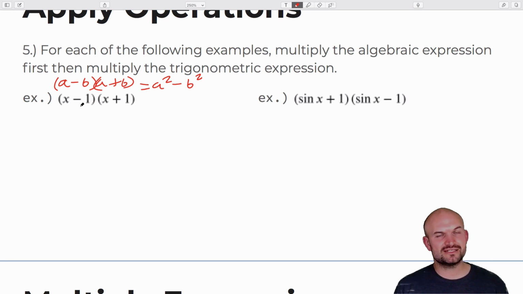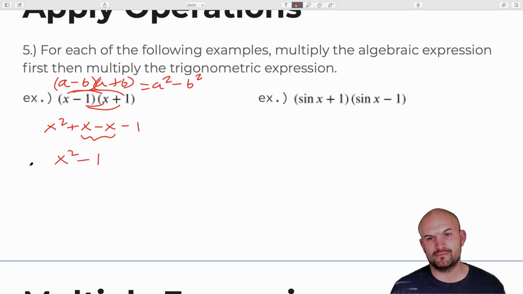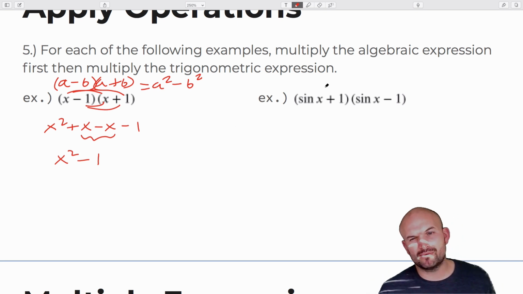But again, just to point out, if you forgot all of that, remember you could multiply everything out. X times x is x squared, x times 1 is x, x times negative 1 is negative x, and negative 1 times positive 1 is negative 1. You can see my middle terms add to 0, so we're just left with an x squared minus 1. But the reason why I think that's very important is because nobody really wants to multiply this out.